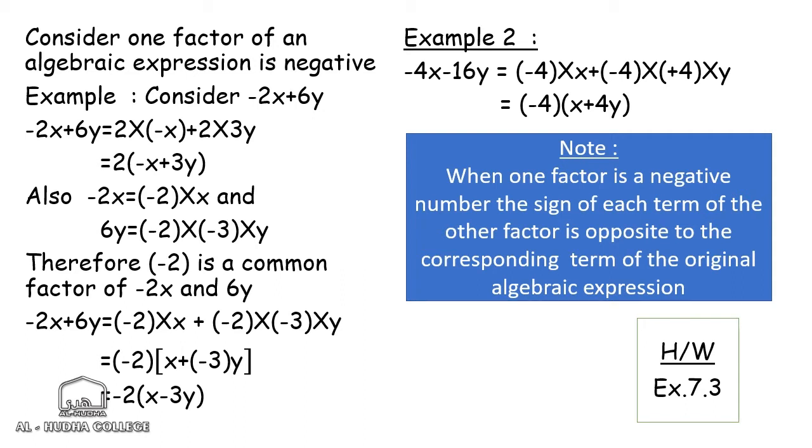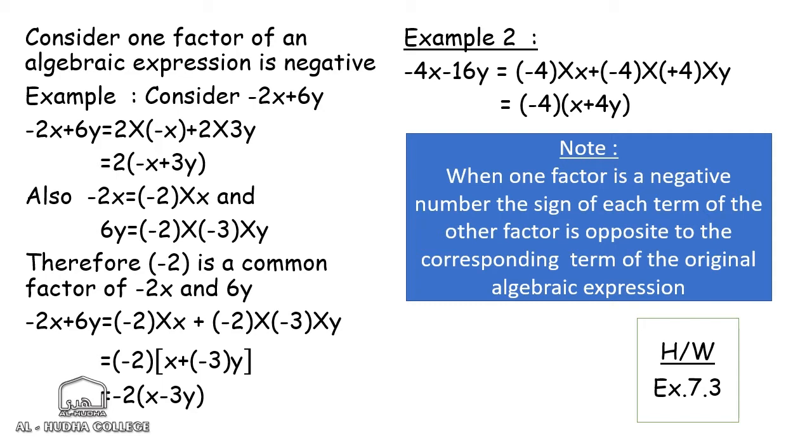This can be written this way also. Minus 2x can be written as minus 2 into x. And 6y can be written as minus 2 into minus 3 into y. So minus 2 into minus 3: minus into minus is plus, 2 into 3 is 6, plus 6y. Plus 6y is there, right?